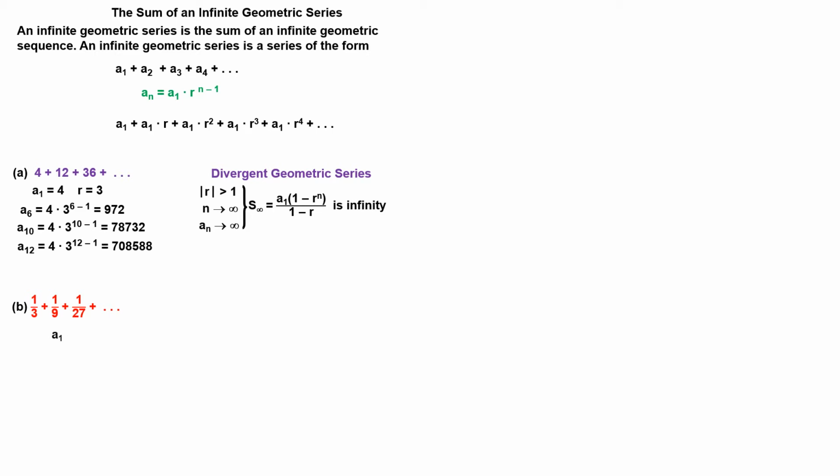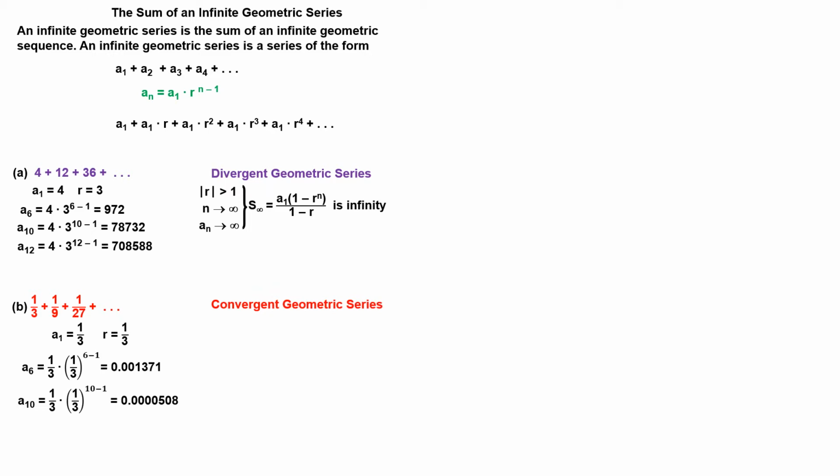In the B geometric series, the first term is 1/3, and the common ratio is 1/3 as well. Let's find the 6th term and the 10th term. We notice the terms get smaller and smaller as n increases. This series would have no last term, so when n becomes very large, the nth term approaches 0. A series like this is called a convergent series.